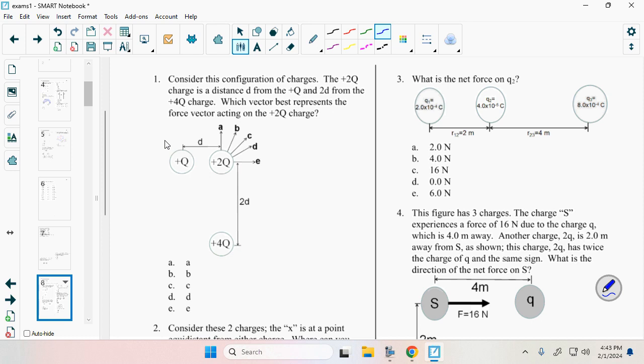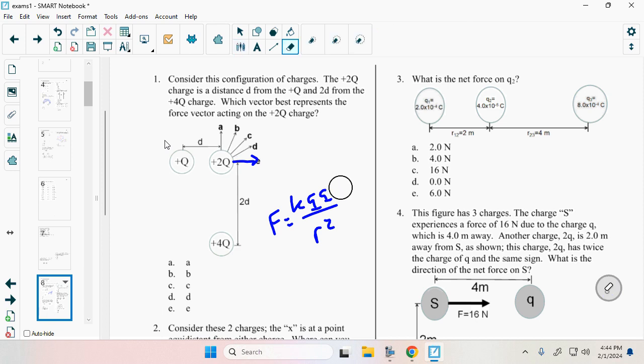Just start by drawing your vectors. I usually start with the smaller. So I have this 2q. Here I have a charge 4q that's twice as far away. Now remember, for Coulomb's law, k q1 q2 over r squared. Charge, or excuse me, I didn't double. Oh yeah, I did. Right. So I want to know, how does the force due to this charge compare to the force due to this charge? This charge is 4 times.